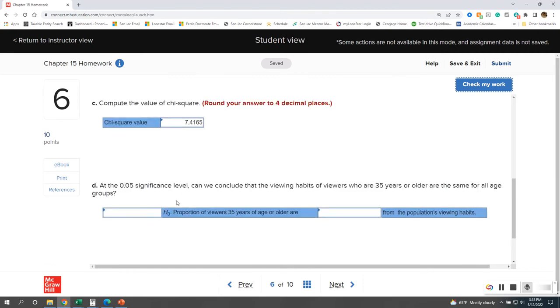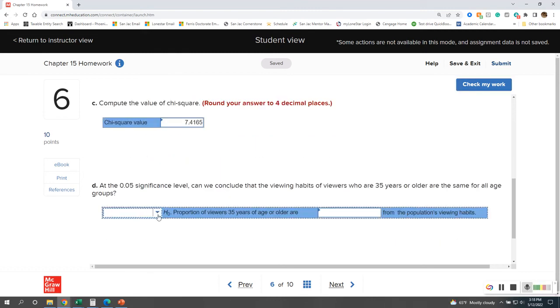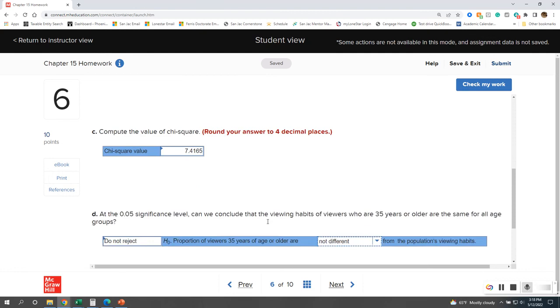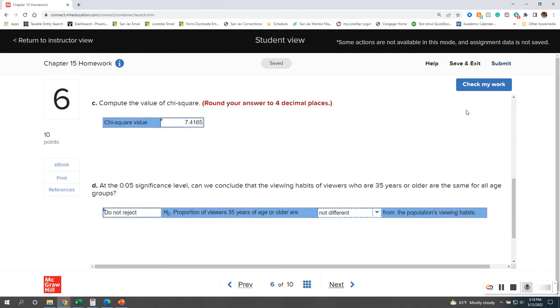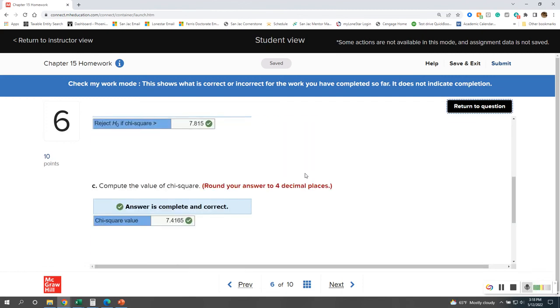So again, are we going to reject or keep? We are going to not reject. Do not reject. And there's not a difference. Because again, we are less than our chi squared. So we can't reject the null. Yay.